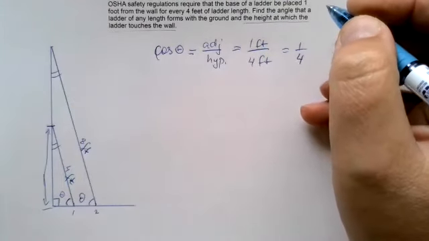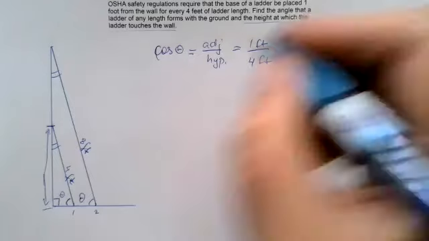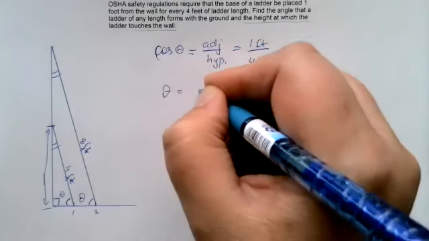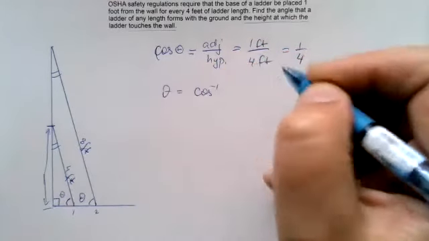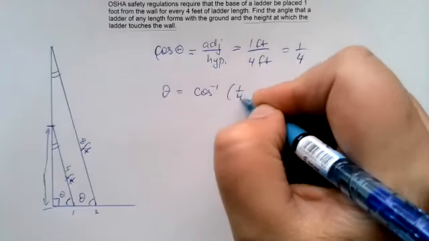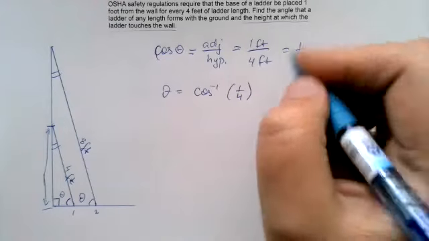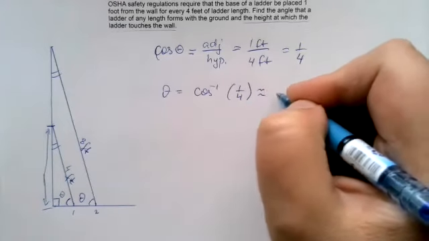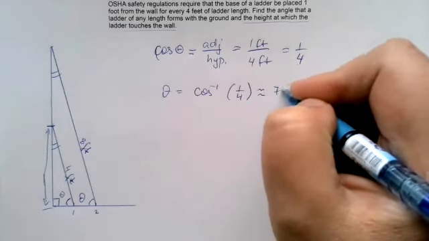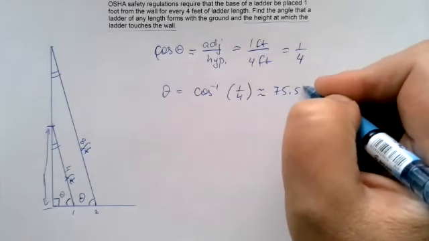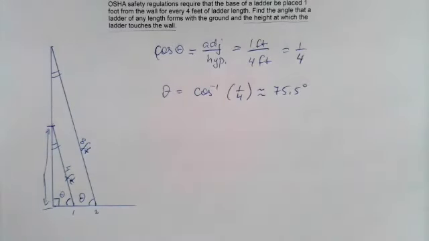Okay, so how do we find theta? Well, theta is the inverse cosine of 1/4. And when we put it in a calculator, we're going to get approximately 75.5 degrees.